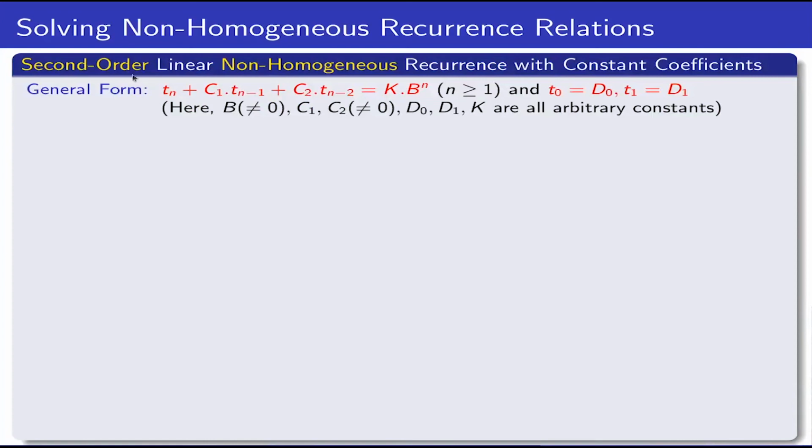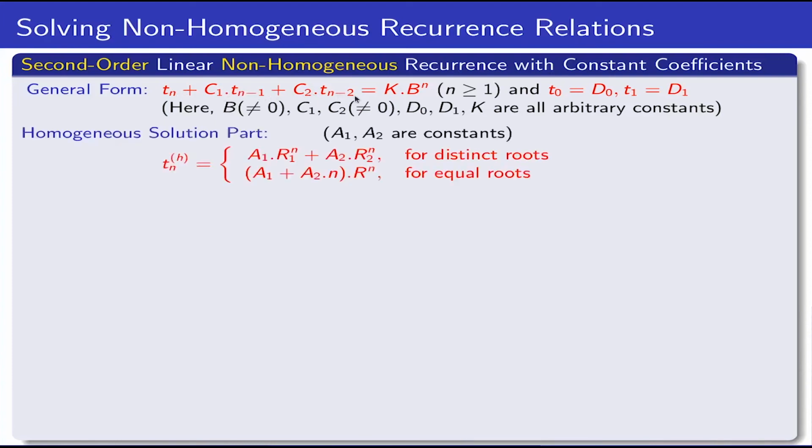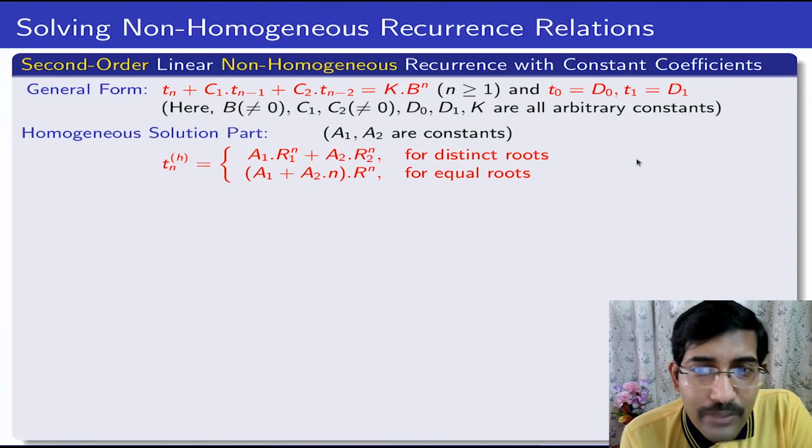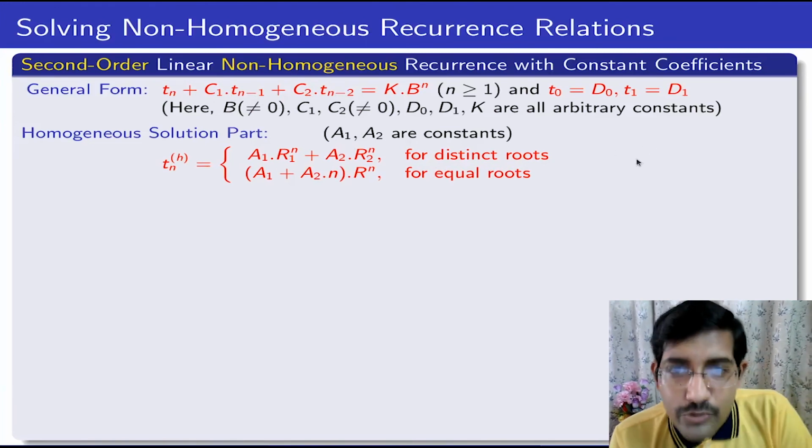Now we extend it to second order linear non-homogeneous recurrences. When I say second order, that means I have Tn with Tn minus 1, Tn minus 2. Everything will remain the same here, except that I have to consider distinct roots, equal roots and complex conjugate pair roots when we solve for the homogeneous part. I am doing it for distinct and equal roots. I am leaving the complex conjugate pair of roots for you to complete.